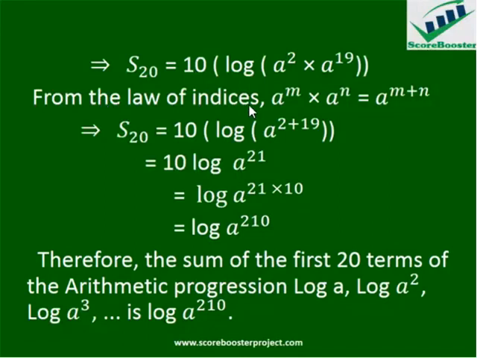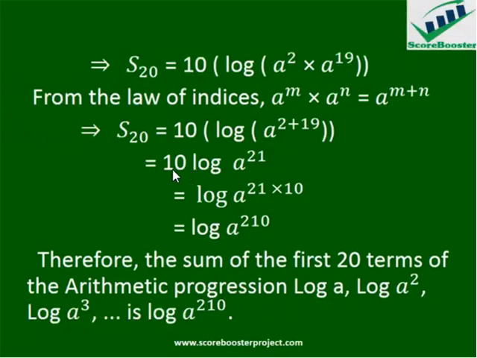From the law of indices, a raised to the power m multiplied by a raised to the power n equals a raised to the power m plus n. So we apply the rule here. The sum of the first 20 terms of that arithmetic progression will be equal to 10 into log a raised to the power, where m is 2 and n is 19, so we have 2 plus 19, which gives 21. So we have 10 log a raised to the power 21.